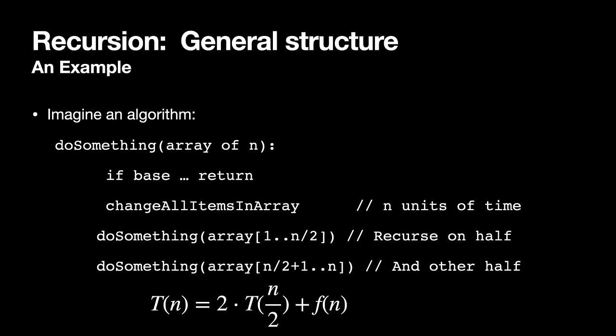The recurrence for this would look something like this. The amount of work that we need to do is based on the work done in those two recursive calls. Each recursive call deals with half the data, plus the amount of work that's done at each instance. Okay, I want to focus on these two values here, the two twos. One of them is referring to the recursion, and the other one is referring to the reduction in problem size.